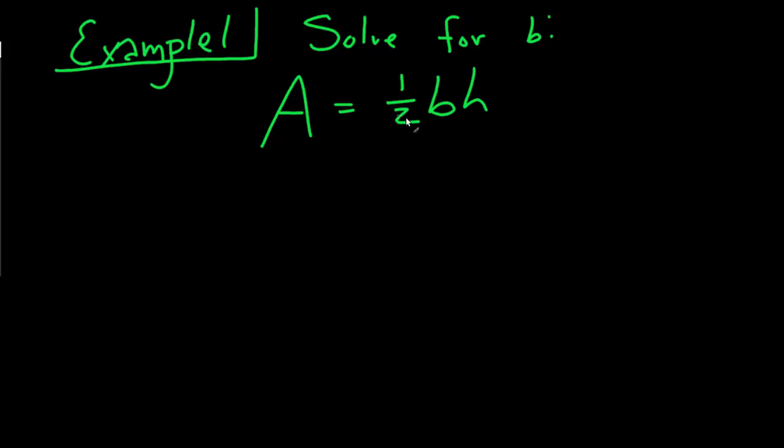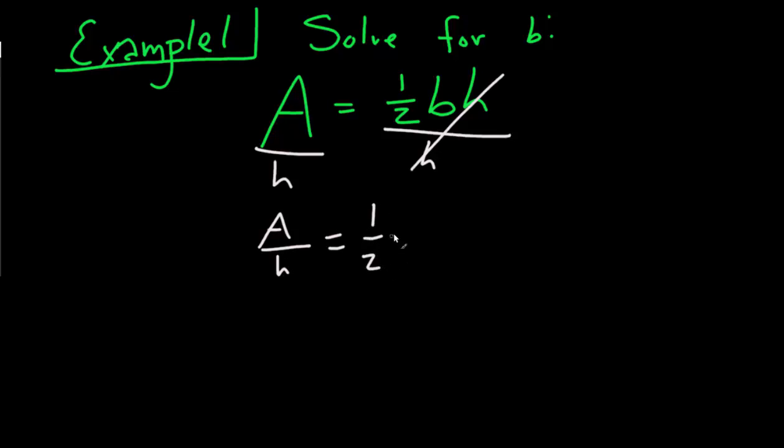Well, we know that this is just three different variables all multiplied by each other. So we can go ahead and start by dividing H, height, from both sides. And that will cancel out, and we're left with A over H equals 1/2 times B. And what we're going to do is, since we have something 1 divided by 2, we can multiply both sides by 2.